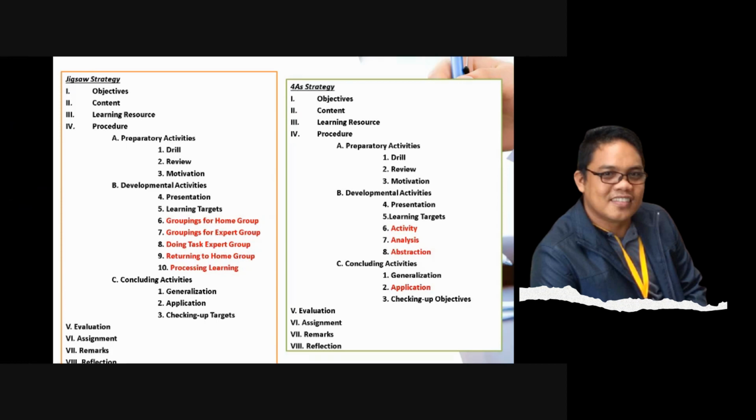Itong part na lang po ito, dito lang po sila nagkaiba. Notice the red one. Dito lang po sila nagkaiba, pero pareho lang po yung format. So, under sa concluding activities, mayroong generalization, application, and checking up objectives or checking up the targets. So, Roman numeral 5, evaluation, assignment, remarks, and reflection.